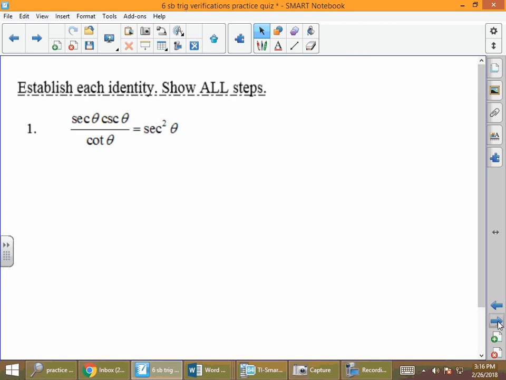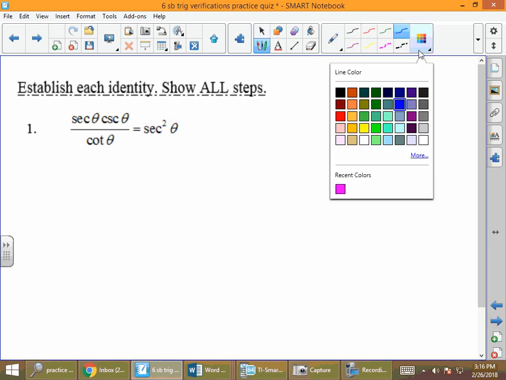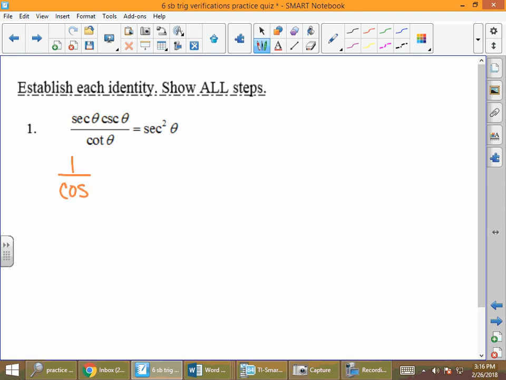So if we take a look at our first identity, remember we're looking for the more complicated side. It says establish each identity, show all the steps. And one of our really helpful pieces here is that we turn everything into sine and cosine. So when we look at secant, let's rewrite secant as 1 divided by cosine of theta. And cosecant is 1 divided by sine of theta. And then for a moment here, I'm just going to leave cotangent of theta.